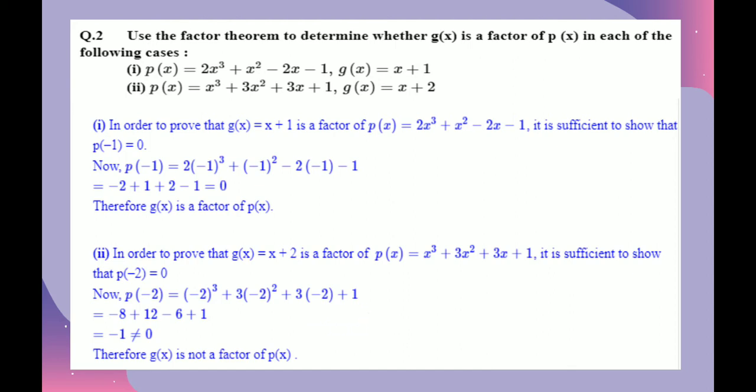(Minus 2) raised to the power 3 is equal to minus 8. 3 multiply (minus 2) raised to the power 2 is equal to 12. 3 multiply minus 2 is equal to minus 6, plus 1. On solving this, we will get minus 1, which is not equal to 0. Therefore, g(x) is not a factor of p(x).